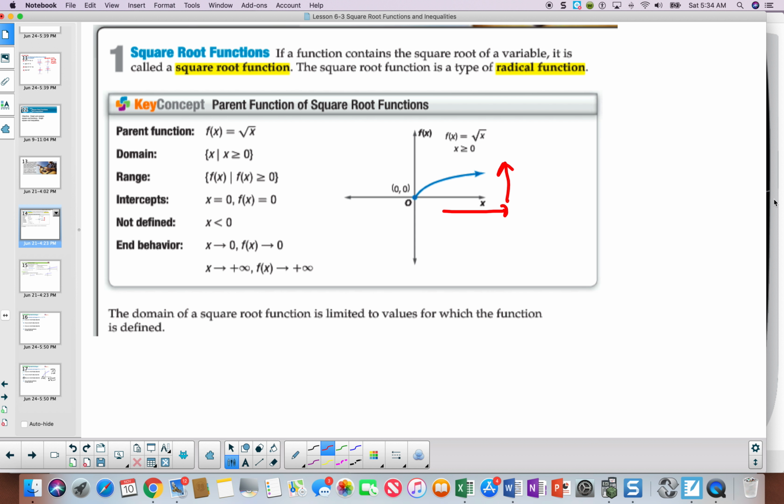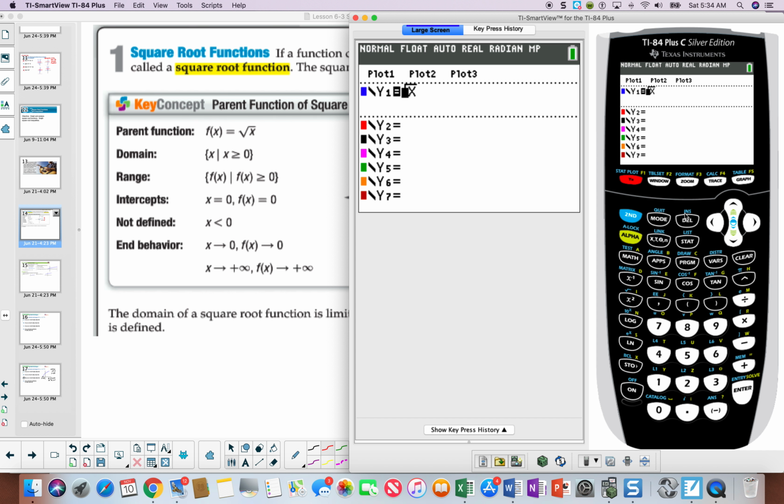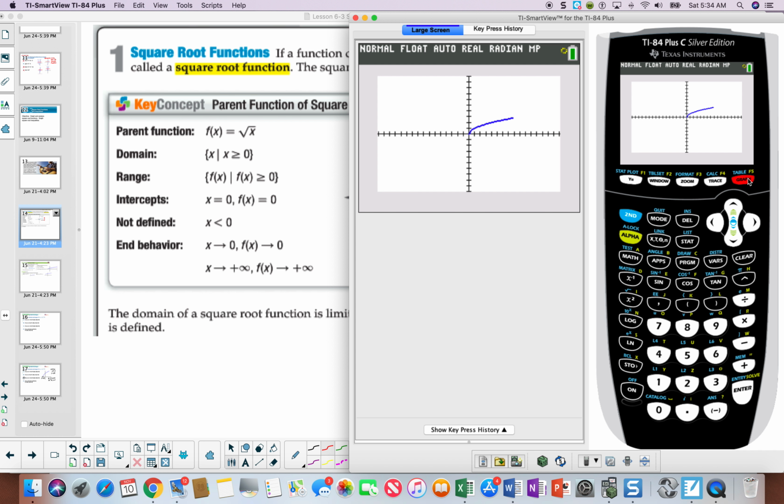And let me go to the calculator to show you how to put that in. The square root is right here, so we're going to press second and then x squared. Then you put your x in, and when you press graph, you'll get this function. Kind of looks like an eyebrow.